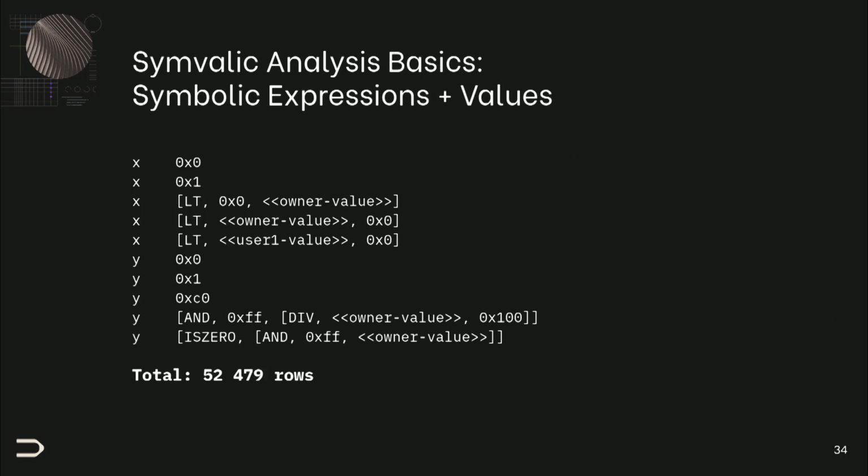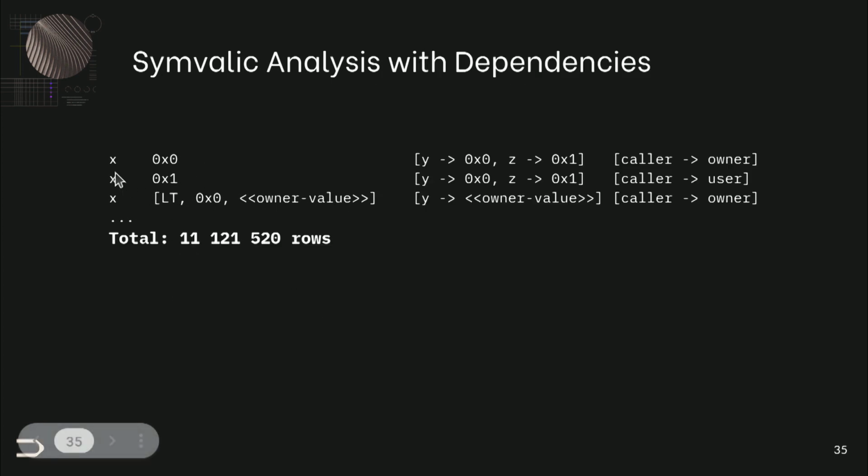So to put this all together, we have a symbolic analysis, symbolic and value flow. So it may compute things such as X can have the value false, can have the value true, can have the symbolic expression 0 is less than owner value, which is a symbolic variable, et cetera. But in reality, what we really have inside the analysis is something that's 3 orders of magnitude larger as a set of inferences, but it looks like this. X will have the value false, or 0, when Y has the value 0, Z has the value 1, and caller has the value owner, et cetera.